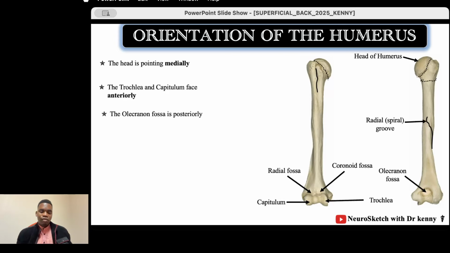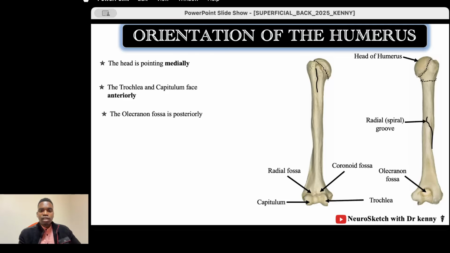Maybe you can use your own way of answering this question, but we have alternative ways of answering it. Someone can just say, if you put it in anatomical position, the head faces medially and the capitulum and trochlea face anteriorly, so this one belongs to the right side.